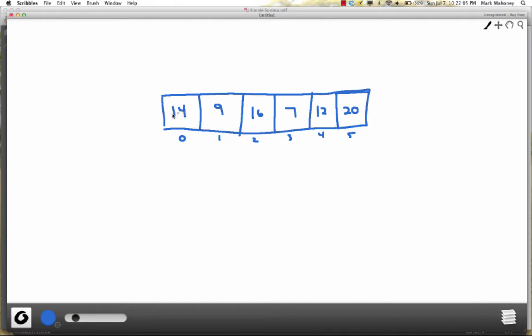Is 14 greater than 9? Well, that's true, so we're going to swap these. Is 14 greater than 16? No, so we won't do anything. We'll just move on. Is 16 greater than 7? Yes, we're going to swap those. Is 16 greater than 12? Yes, we're going to swap those.